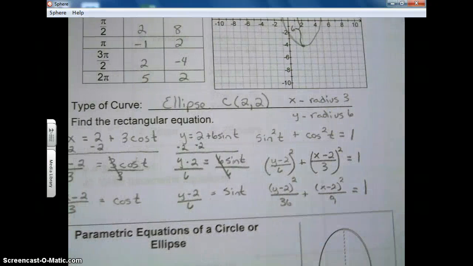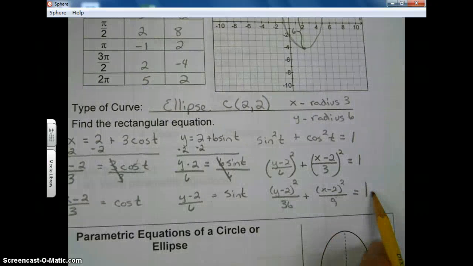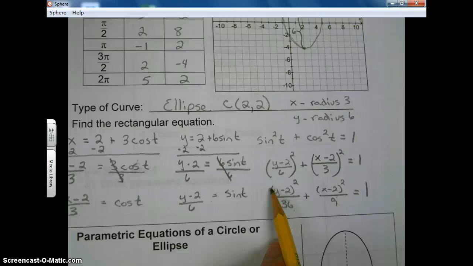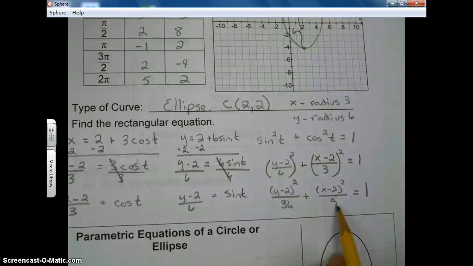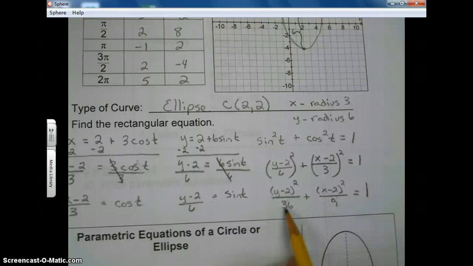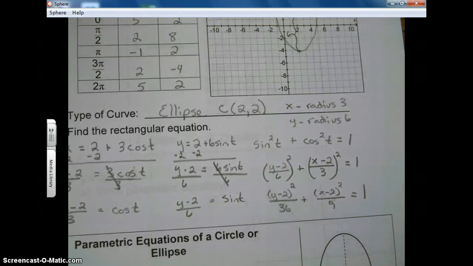Now remember, for ellipses, we want the equation to be equal to 1. Here is your y radius, 6, under the y term, and here is your x radius of 3. Remember, we take the square root of that number on the bottom to get the radiuses. It's under the x term. X radius, y radius.